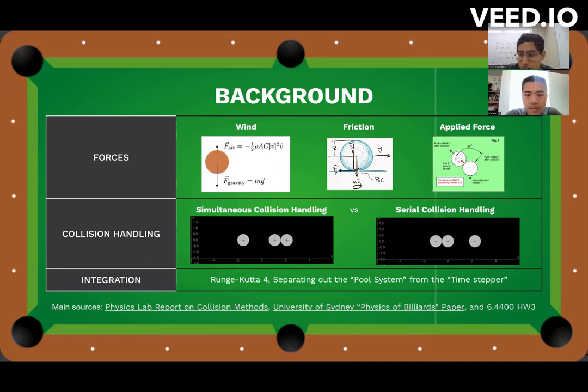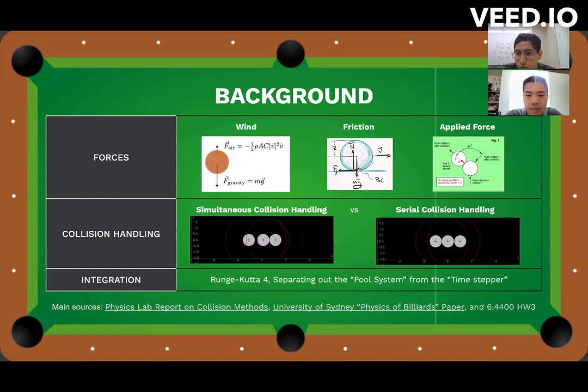And that leads into collision handling. For this, there were two main algorithms that we were looking at. One was simultaneous collision handling. What happens here is that on a collision, each ball gets updated, but then it's not displayed until all of the balls' new positions have been updated. So you get this sort of weird sliding motion.